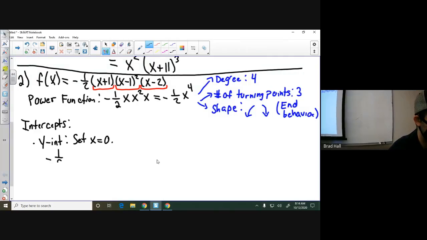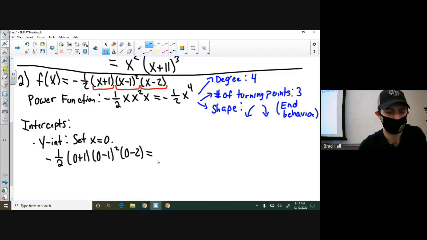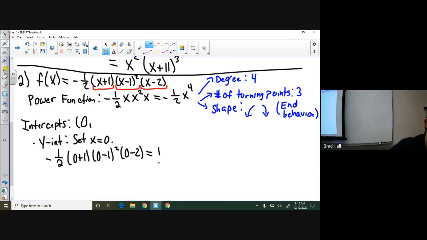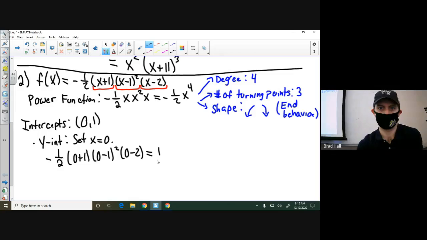So now we have -1/2, 0 plus 1, 0 minus 1 squared, 0 minus 2. And so if you multiply all of that out, you get through all of it in your calculator, it doesn't matter. Probably get +1. Let's see, we have a 1, -1 squared is +1, -2 times that is +1. So we plug in 0 for x, we get 1 for y. So that's the y-intercept.